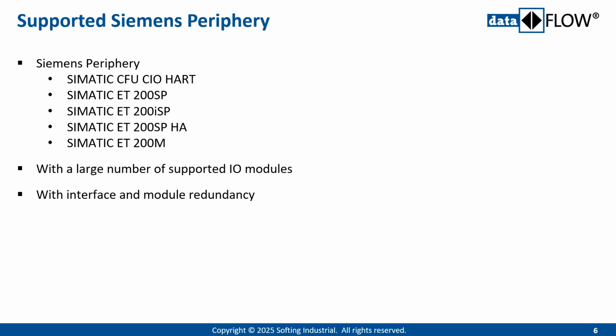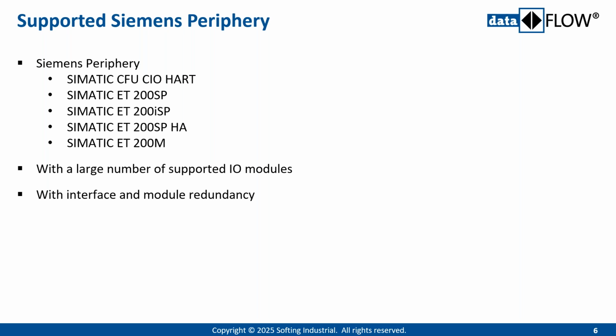If you now look at what we are supporting on Siemens periphery devices, first, of course, the topic of the webinar today. So we support the SIMATIC CFU CIO HART. There, of course, if you have configured the channel to the HART analog input or the HART analog output, then you can use the SmartLink SWHT to connect to the HART device which is attached to the channel. We are also supporting different variants of the ET200 Remote IO. So that's the ET200 SP, the ET200 ISP, the ET200 SPHA, which Max mentioned before also in the presentation, and the older ET200M. And together with this periphery, we support also a large number of different I/O modules you can plug into the ET200s.